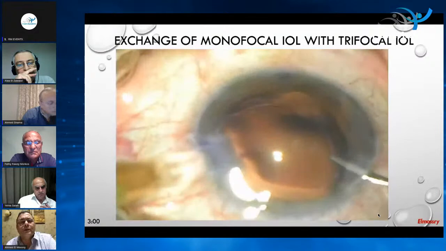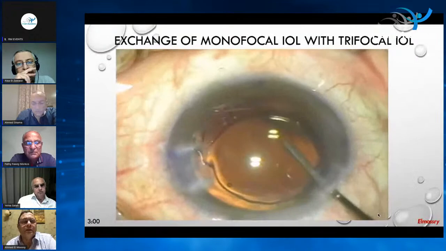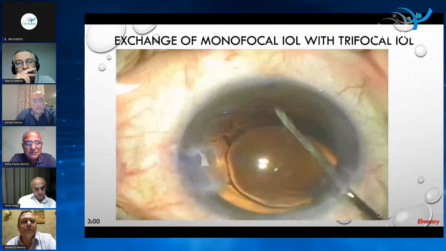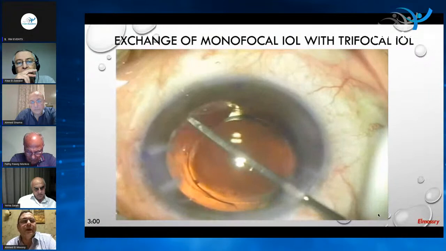You have to put it in the bag. So you have to be sure that the bag is totally opened from all the sides. And as you see here, there will be some difficulty in putting this malleable open haptics in the bag. But you have to take your time to be sure to put the whole lens inside the bag. Otherwise, the decentration here may induce more and more abrasion and more dissatisfaction.